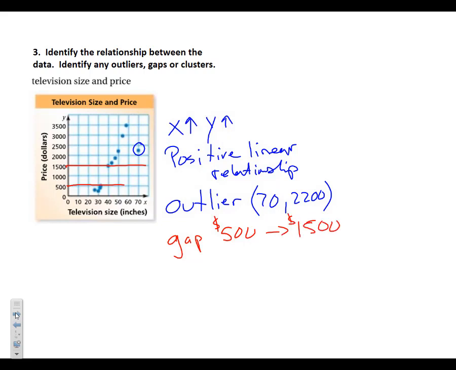All right? Could you have a gap in the television size? You certainly could. But they don't have one on this one, so just wanted to note that gaps could exist on the x-axis and they can exist on the y-axis. And then we do have a cluster. A cluster is when you have more than two. So you can see that there's a cluster right here. The cluster is more on the money part because it's a little bit more spread out on the size part. So I'm going to say a cluster at roughly $500. That's what it looks like to me. All right? So this one does have positive linear. There's an outlier, there's a gap, and there's a cluster.